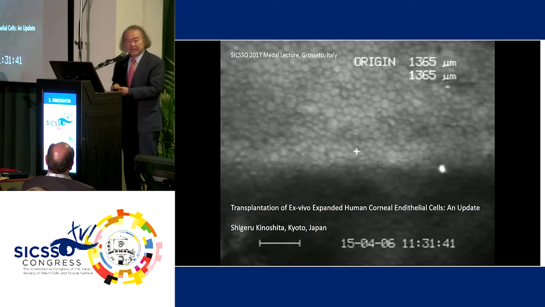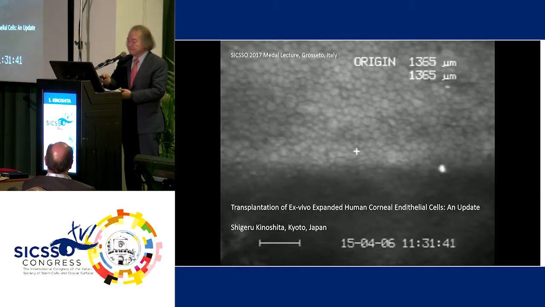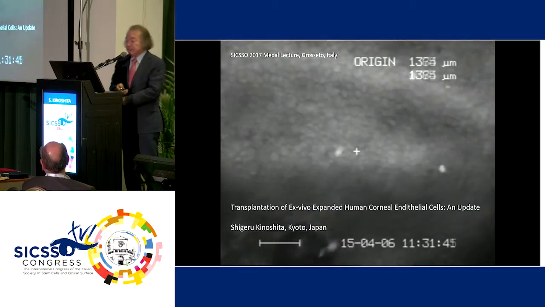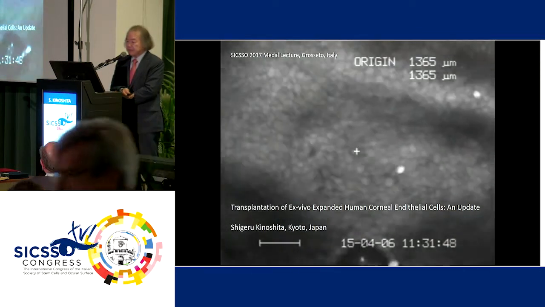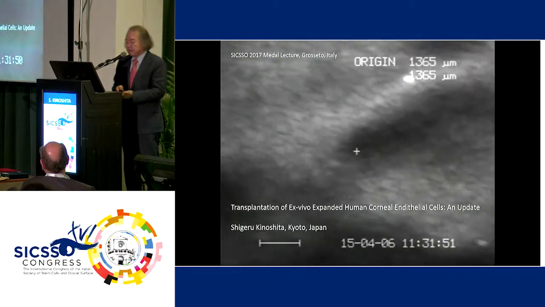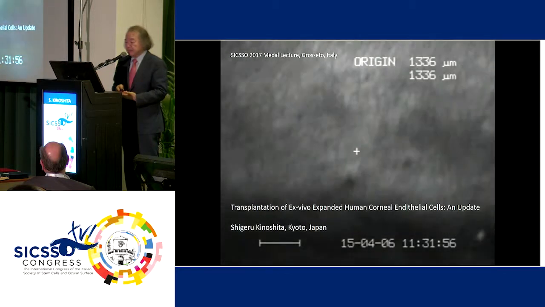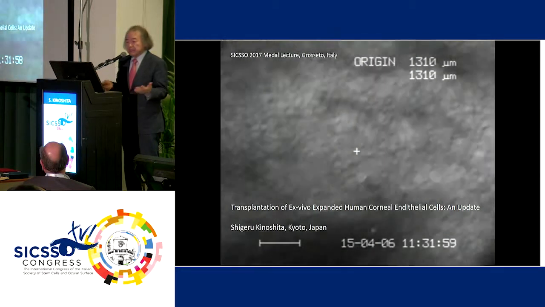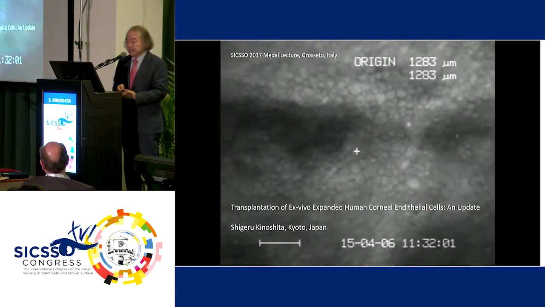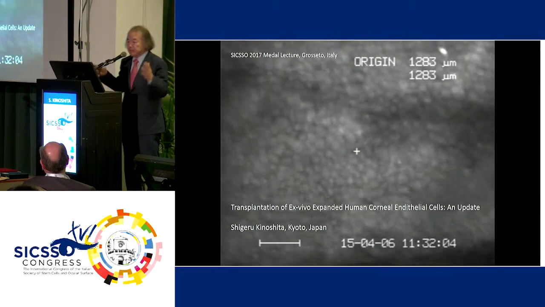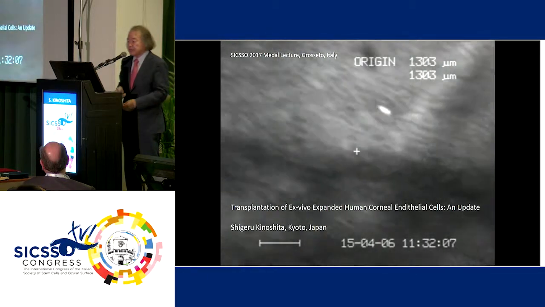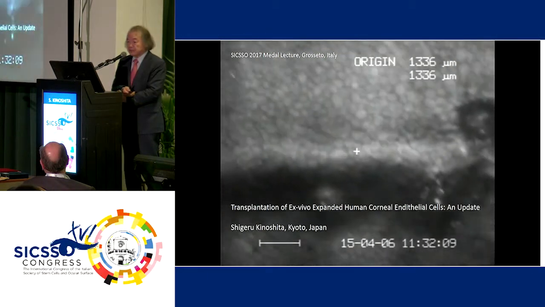I'm honored to present what I've been working on for the past 13 to 14 years: the expansion of human corneal endothelial cells and their use for transplantation by injection into the anterior chamber. This image was taken 4 months after cell injection in a patient with total bullous keratopathy. You can see some clumps and massive endothelial cells on the Descemet membrane. These cells come from the injected, cultivated endothelial cells, because this is total bullous keratopathy, not Fuchs endothelial corneal dystrophy.